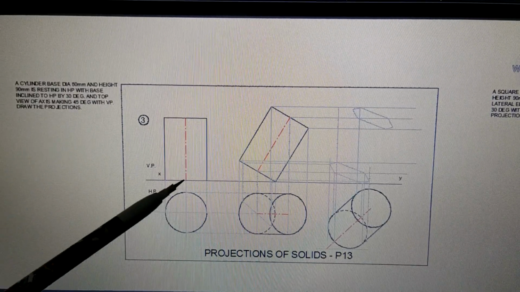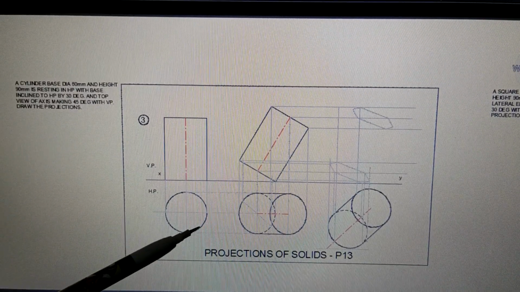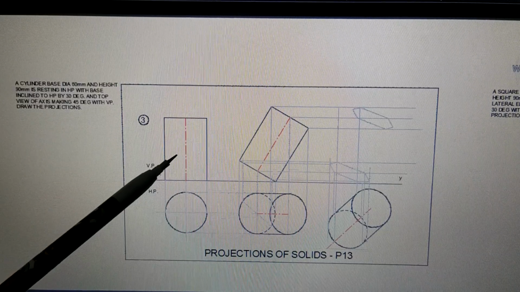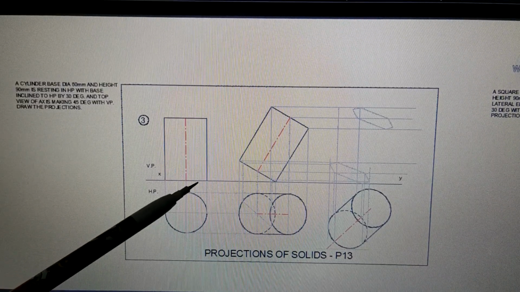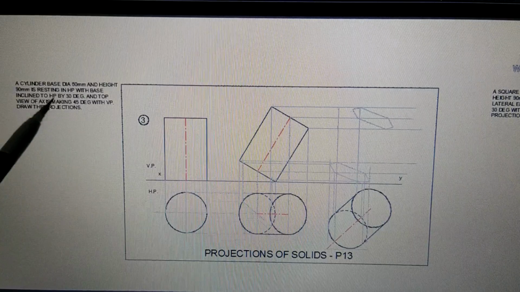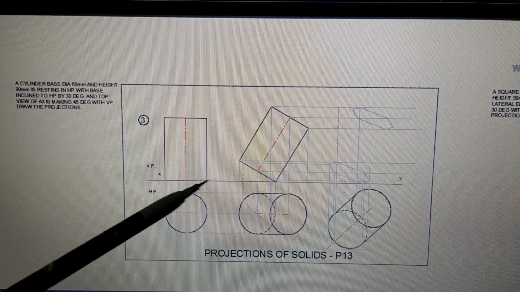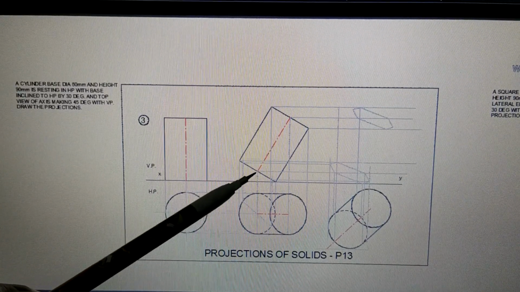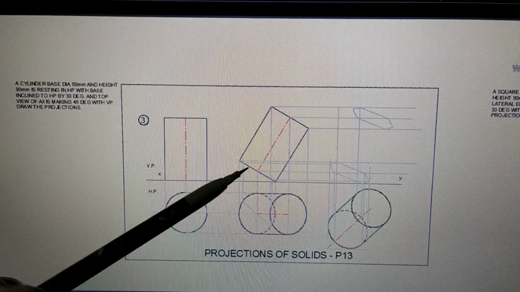It is resting in HP. Therefore, we have drawn a circle in this view, the top view, and in the front view it is a rectangle, showing that it is resting in HP. Now it says that the base is inclined to HP by 30 degrees. That means this base is drawn here at an angle of 30 degrees. So this angle is 30 degrees.